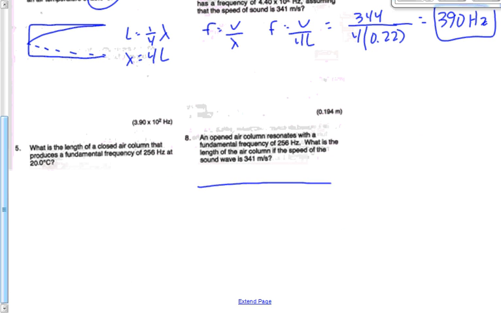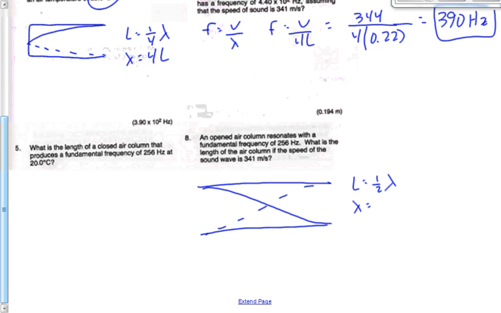We're already given the speed of sound here, so we don't need to bother calculating that. Draw the open air column, which has an antinode at both ends. Remember that: node at a fixed end or closed end, antinode at an open end. The length of this is half of lambda, or lambda is equal to 2 times L. F is therefore equal to V over lambda. F is therefore equal to V over 2L. There's my equation.